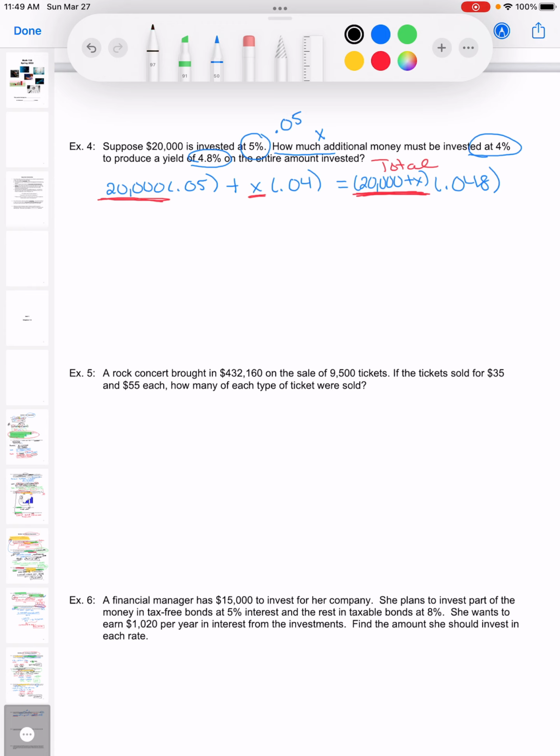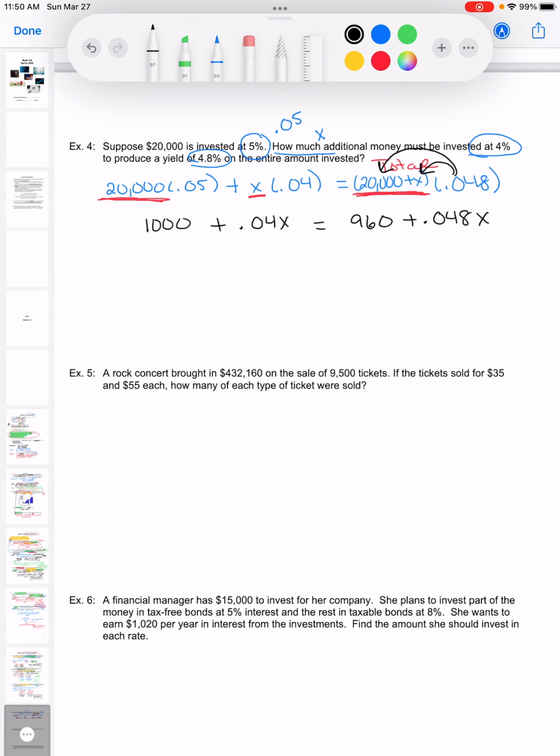All right, 20,000 times 0.05 is 1,000. This is going to be 0.04x is equal to, and I have to distribute. I know it looks backwards, but I'm going to still distribute that. 20,000 times 0.048 is 960, and then 0.048x. Now I need to get the x's together, and I need to get the plain numbers together.